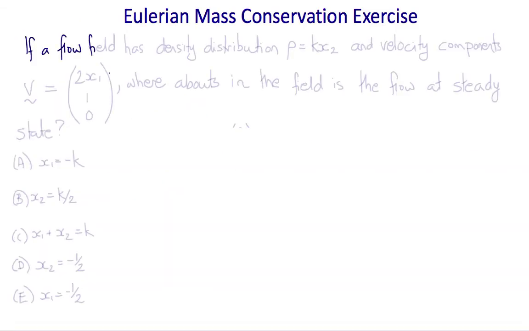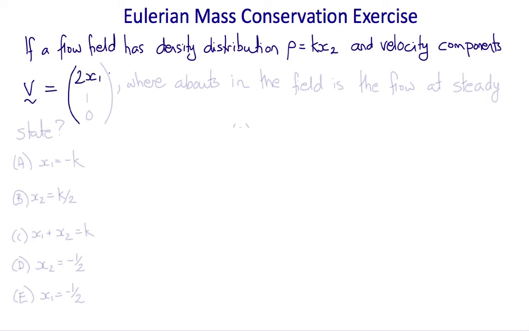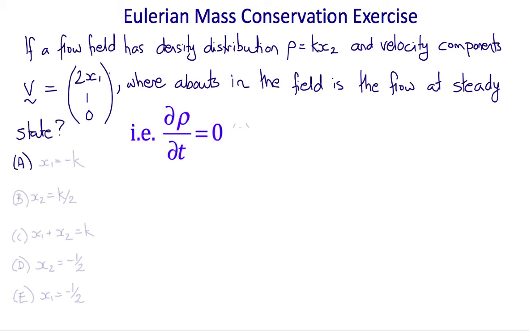Let's do an exercise making use of the Eulerian form of mass conservation. If a flow field has a density distribution given by rho equals k times x2, and velocity components given by v equals (2x1, 1, 0), whereabouts in the flow field is the flow at steady state? Is it A at x1 equals minus k, B at x2 equals k/2, C at x1 plus x2 equals k, D at x2 equals minus 1/2, or E at x1 equals minus 1/2?